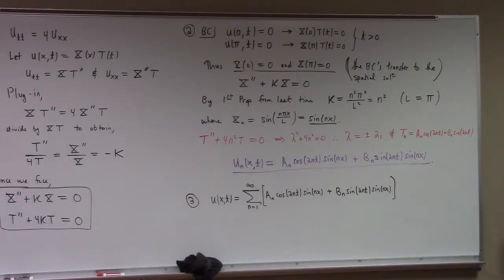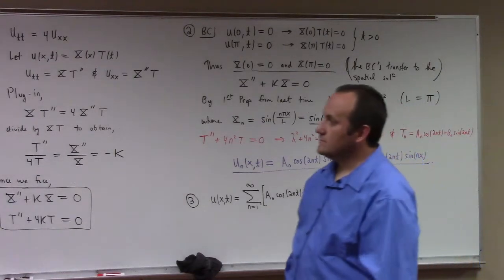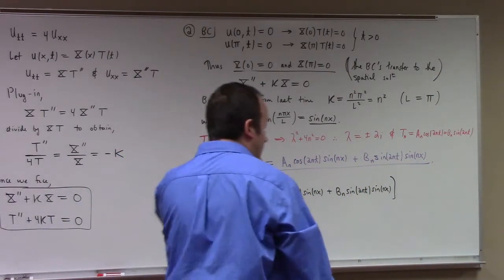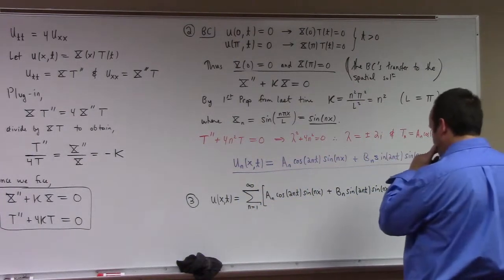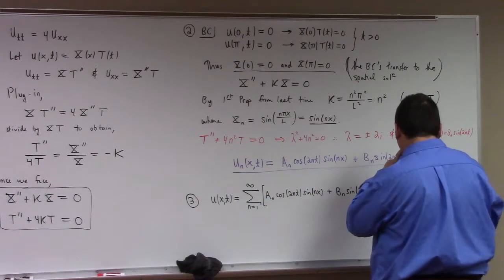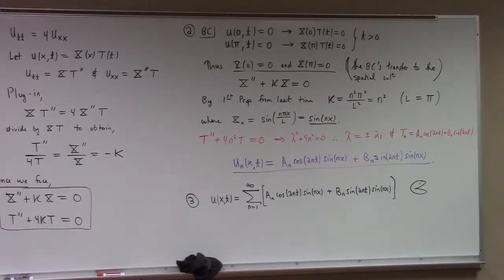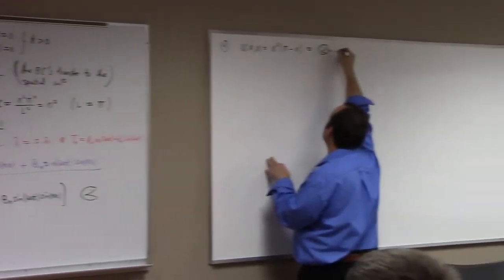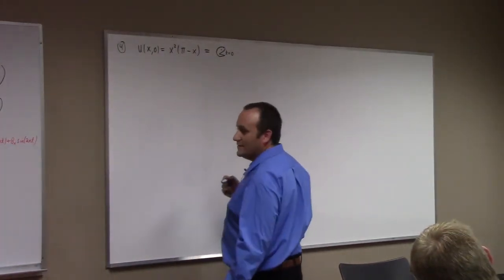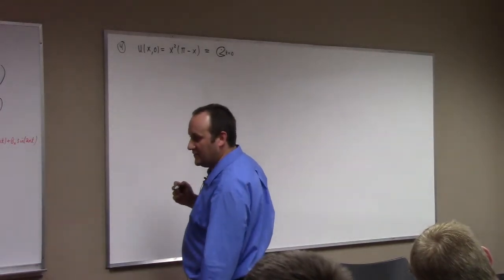What was my initial data? u of x comma 0 is equal to x squared times pi minus x, is that right? Yeah. And that's going to be equal to, I need to give this thing a name. Let me call it Pac-Man. So this has to be equal to Pac-Man eating t equals 0, right? So what happens when you feed t equal to 0 into this Pac-Man?